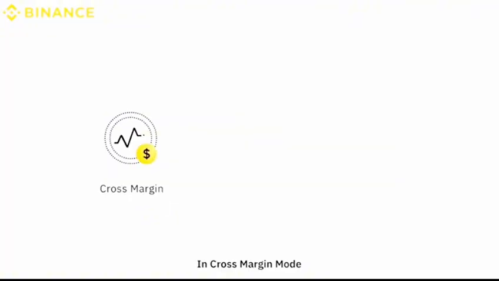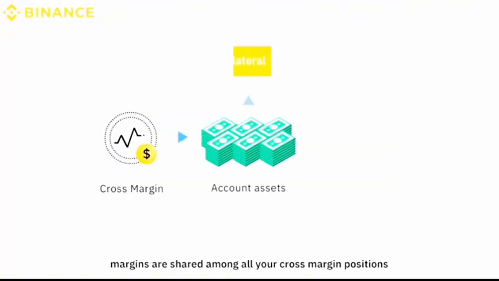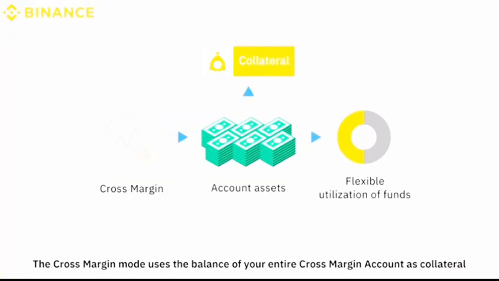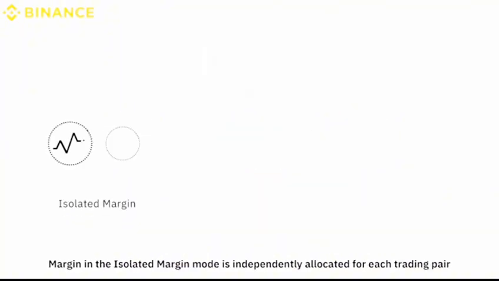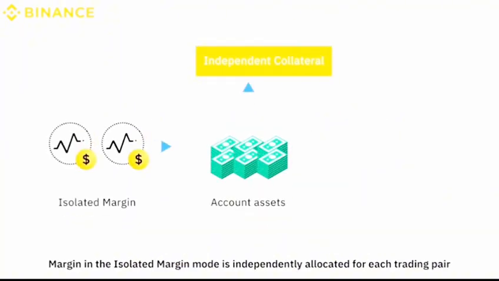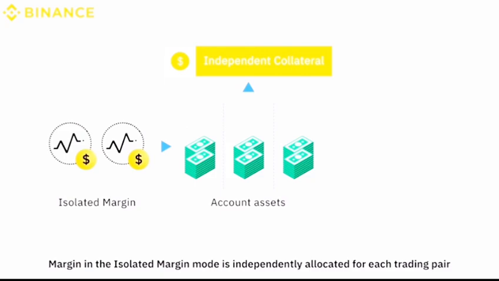In cross-margin mode, margins are shared among all your cross-margin positions. The cross-margin mode uses the balance of your entire cross-margin account as collateral, providing you with greater flexibility to utilize your funds. Margin in the isolated margin mode is independently allocated for each trading pair.